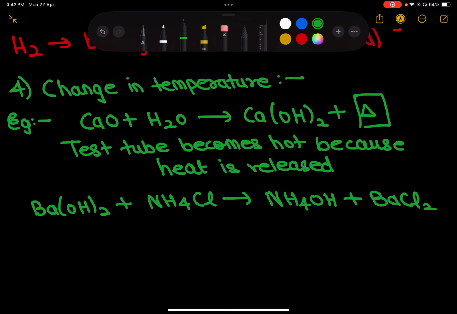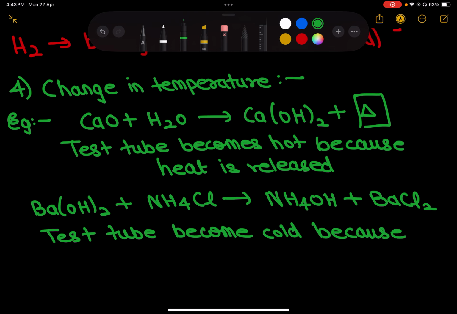In this reaction, the test tube becomes cold. It becomes cold because for the reaction to take place, it absorbs heat from the atmosphere. The test tube becomes cold because heat is absorbed. Clear? So here barium hydroxide reacts with ammonium chloride to give ammonium hydroxide and barium chloride. Simple. Here, the test tube becomes cold because the heat is absorbed from the surroundings.